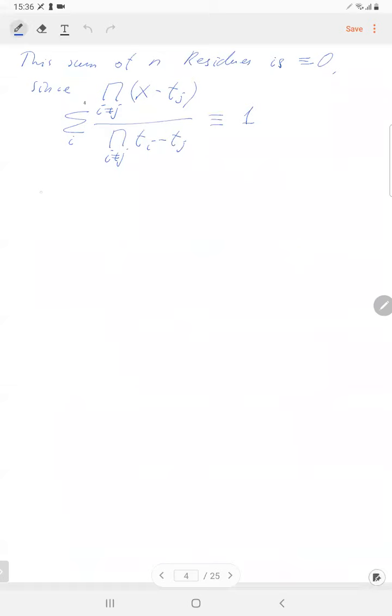So the desired sum of residues is the coefficient of x to the power n minus one above, and so it's zero. Okay, so this was the proof.